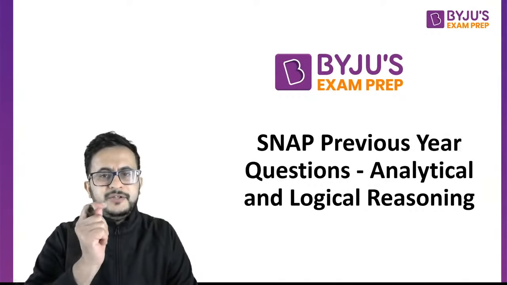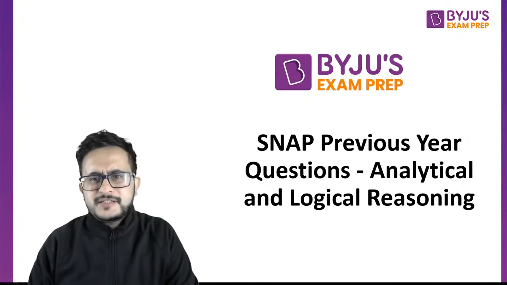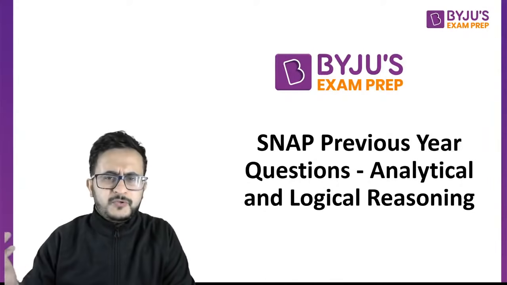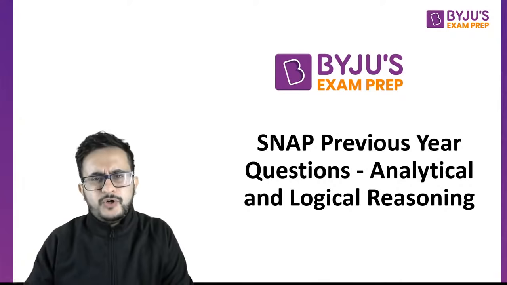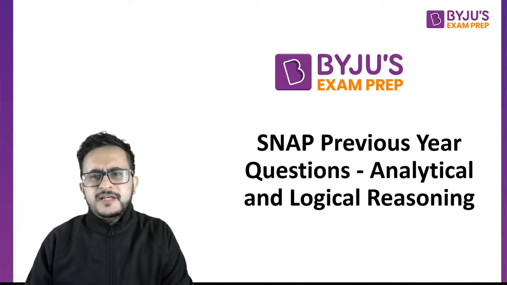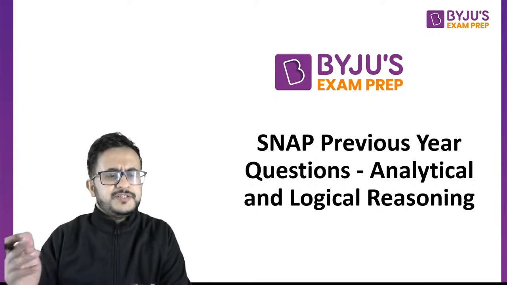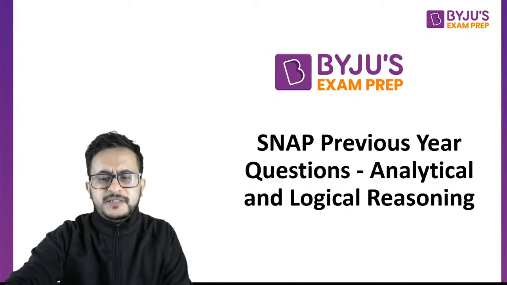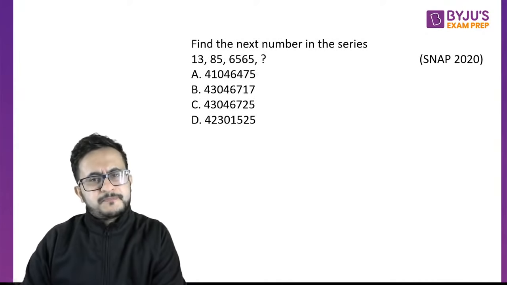And as I said previously also, it is thinly spread across different topics. It is not that you will get too many questions from one particular topic. You will have one question on blood relations, one on directions, maybe two questions, right? Or you might get from syllogisms, number series, critical reasoning, different topics. So you get questions from different topics in the reasoning section. So let us solve some questions from the past.